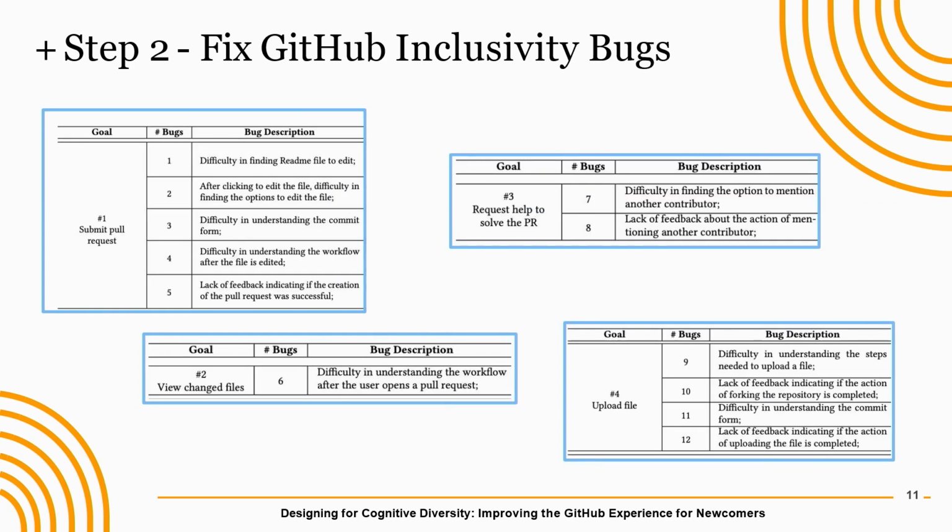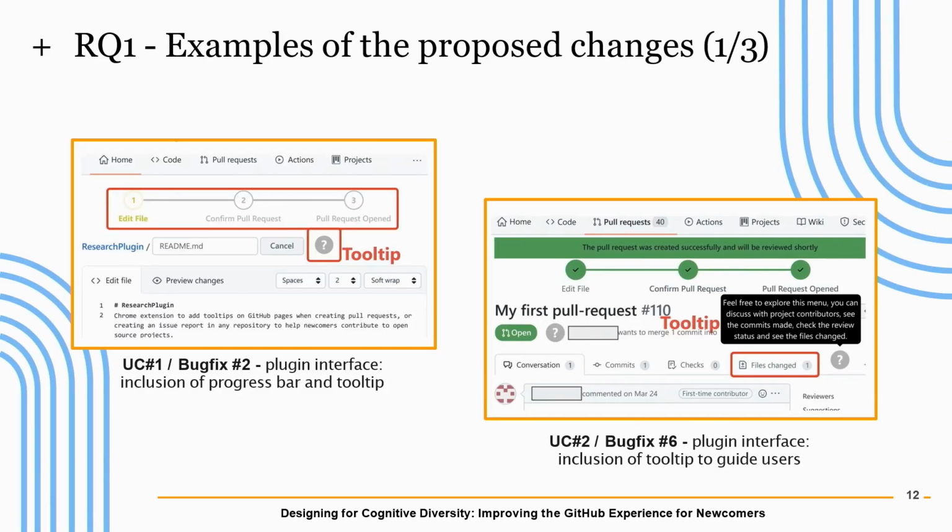So here we found 12 inclusivity bugs in the first step, and then we proposed changes for the tasks. We chose 4 tasks, and among these 4 tasks we found five bugs in the first one, and so on, because these 4 tasks are related to the contribution process when a newcomer tries to contribute to an open source project. For our research question, we are going to briefly present how we propose the changes on the GitHub interface that would help users with a different type of cognitive style.